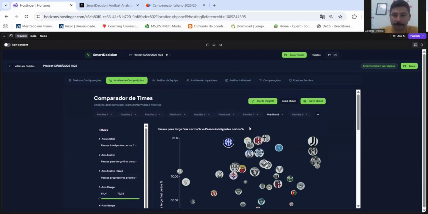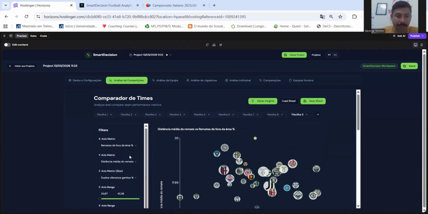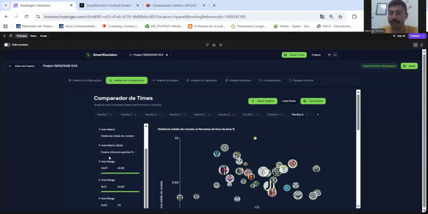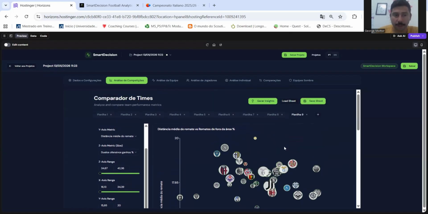Here we have shots from outside the area, okay? Shots from outside the area, average distance of the shot. So we can understand if that expected goal might also be due to that, right? And offensive duels won. So let's find Lazio here. Lazio is here. So the further to the right, the greater the distance to the goal from the shot, isn't it?